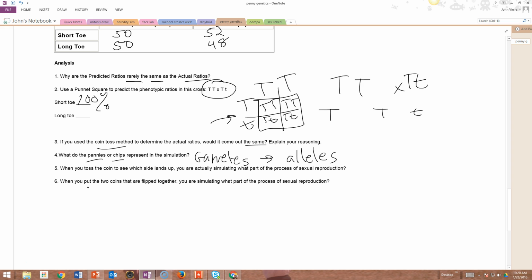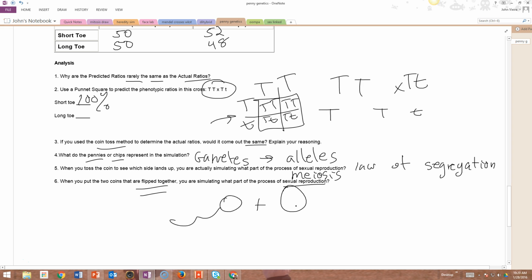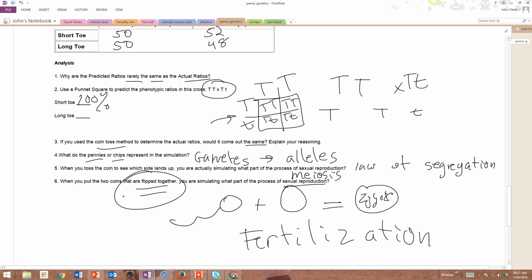Okay? When you toss the coin, and it lands up, you're actually simulating which process of sexual reproduction? This is the law of segregation, which pretty much explains meiosis. And when you put the two flipped coins together, this is where a sperm meets an egg, then you get a fertilized egg, which is called a zygote. This process is fertilization. Right? That's what happens when you combine both flipped coins.